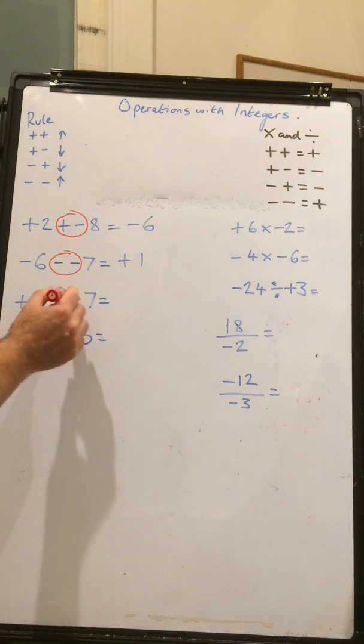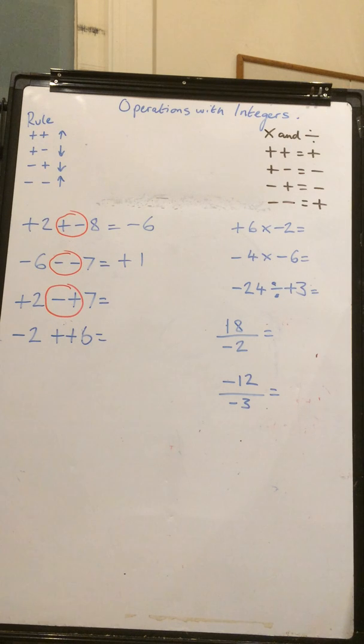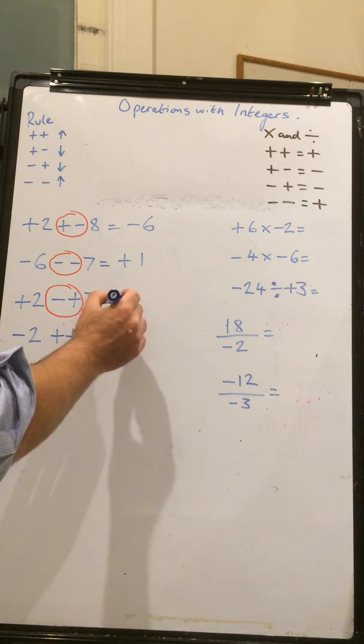In this case here, we subtract a positive. If I subtract a positive, we're moving downwards. So we start at positive 2 and we go down 7 places. The answer is going to be negative 5.